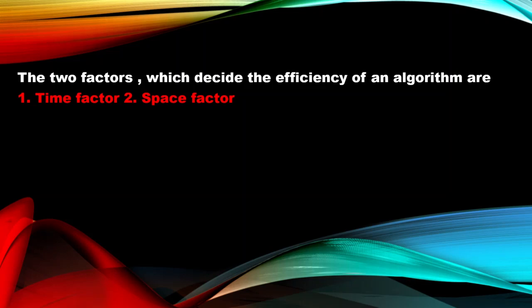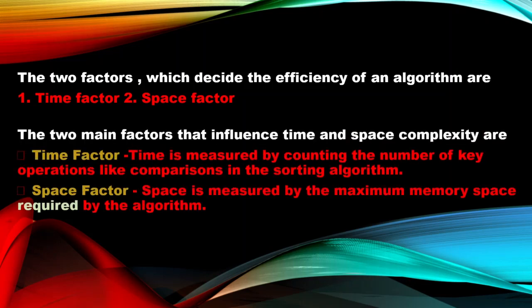What is time factor and what is space factor? Time factor is measured by counting the number of key operations, like comparisons in a sorting algorithm. Space factor is measured by the maximum memory space required by the algorithm. So these are the two main factors which influence the efficiency of an algorithm.